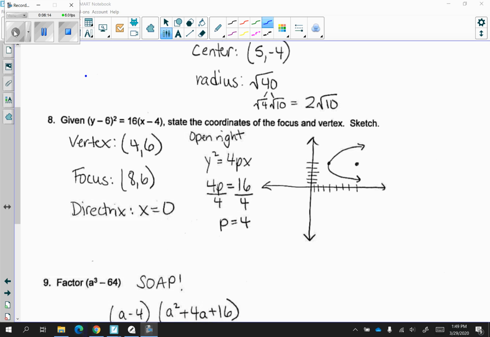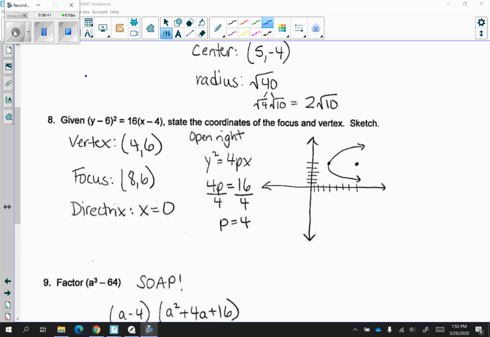Let's look at number 8. Given y minus 6 squared is equal to 16 times x minus 4, state the coordinates of the focus and the vertex. Sketch. Now, unlike the last parabola question, the vertex is no longer 0, 0. It's 4, 6. The 4 goes with the x, the 6 goes with the y, and they're opposite signs. So I plot my 4, 6 on my graph.